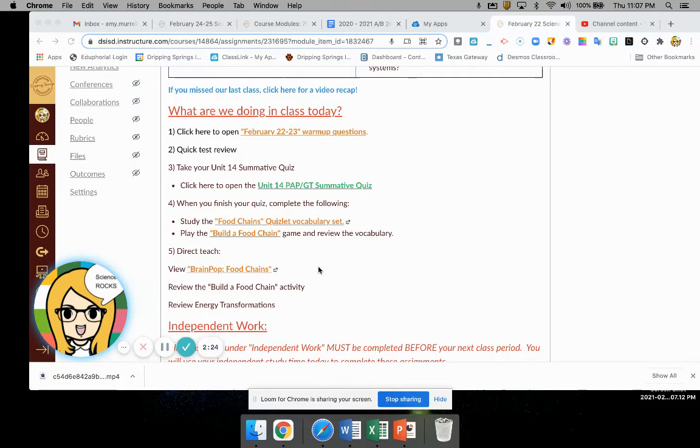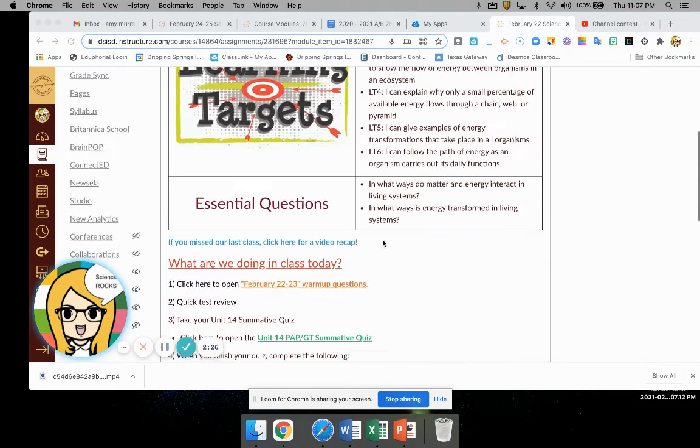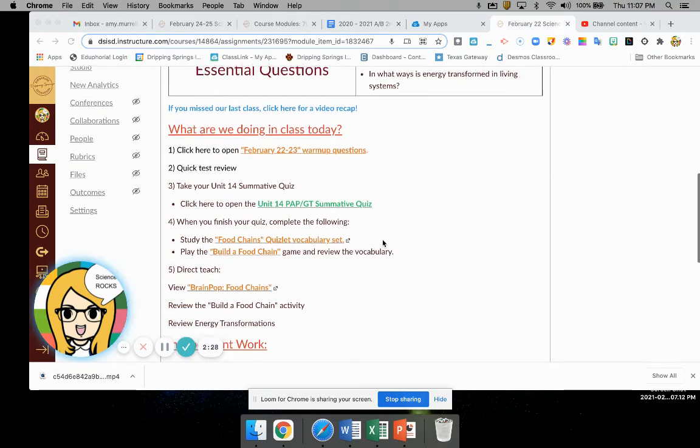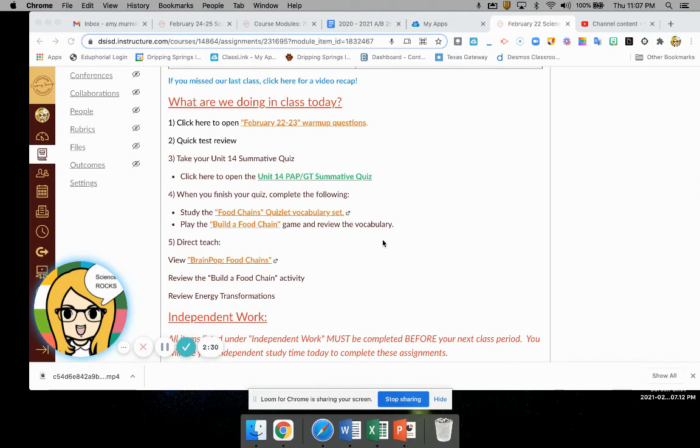And the reason we then reviewed energy transformations is because this unit is all about transforming energy in an ecosystem. So energy starts off in the sun. It is then stored as chemical energy in a plant. Then a primary consumer comes along and eats the plant, and it's stored as chemical energy in the primary consumer, but then some of it's transformed to thermal energy, or kinetic energy, or sound energy, or other kinds of energy.